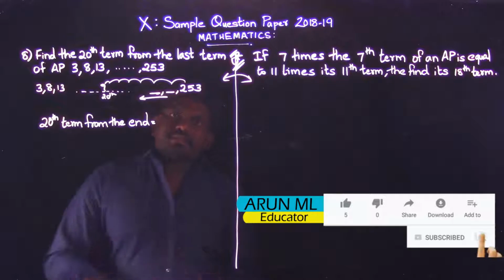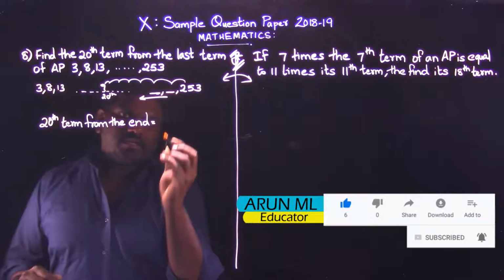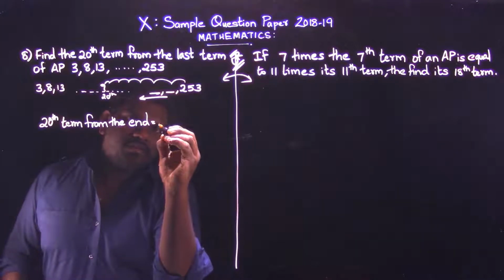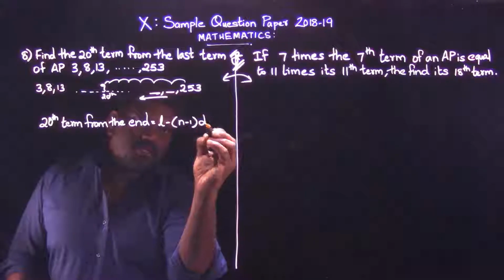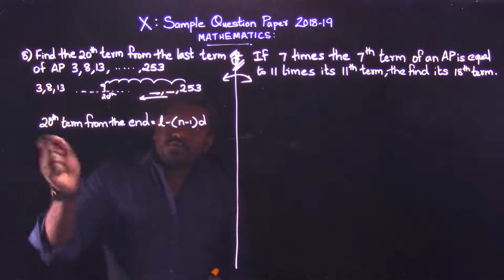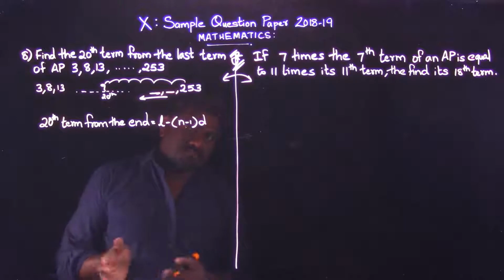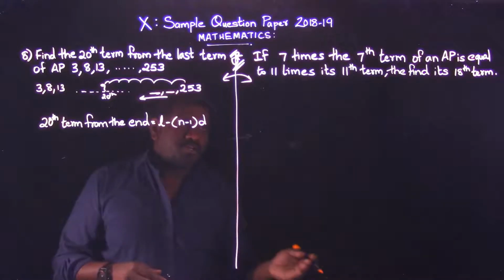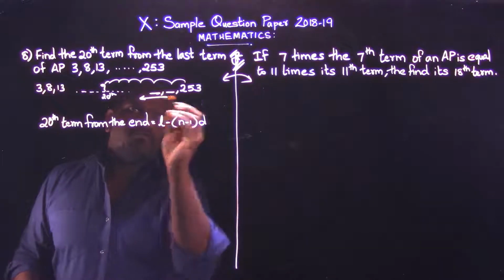So for that you have a formula. When to use this formula, you need to know. The 20th term from the end is L minus (n minus 1) into d. When you need to find a definite term from the first, it was so easy: a_n is equal to a plus (n minus 1) into d. That we will do later, but this is the formula if you know the last term.